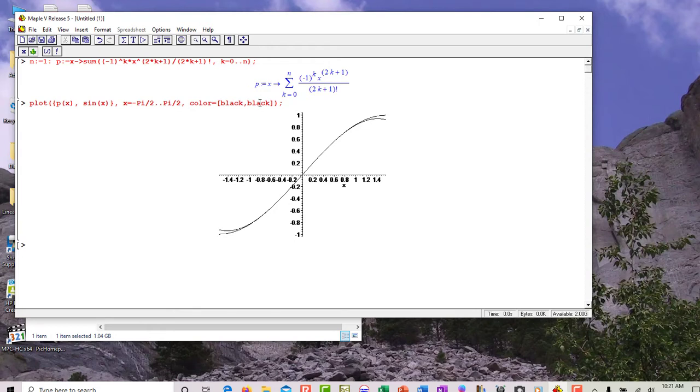Let's see here. If n is equal to 0, 2 times 0 plus 1 is 1. We'll have the Taylor polynomial of degree 1. And we get this straight line right here. Let me add one more command in here.